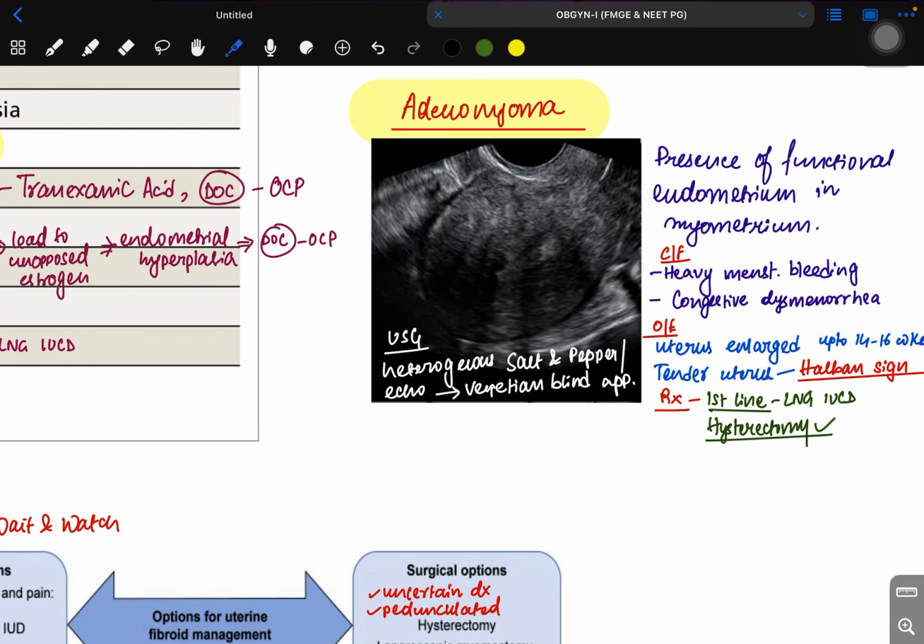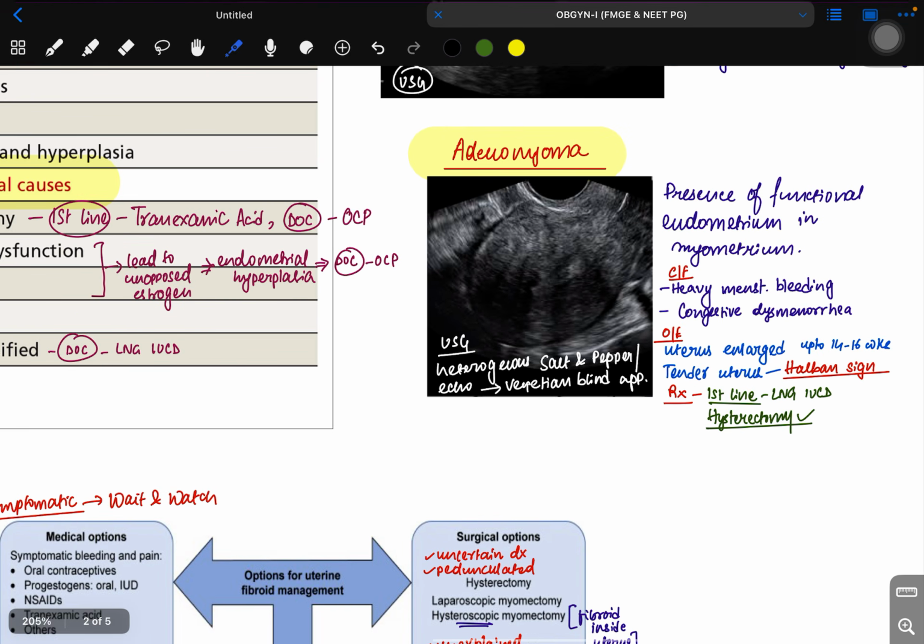If endometrium is present in the myometrium, it is known as adenomyoma. Okay. The clinical features are heavy menstrual bleeding and congestive dysmenorrhea. On examination, we will find that the uterus is enlarged up to 14 to 16 weeks in size, and there will be a tender uterus, which is known as the Halban sign. What is the treatment? The first line is LNG IUCD, and we can do hysterectomy.